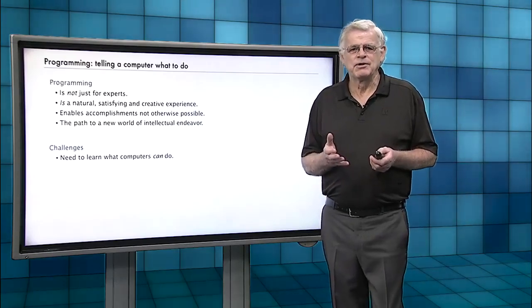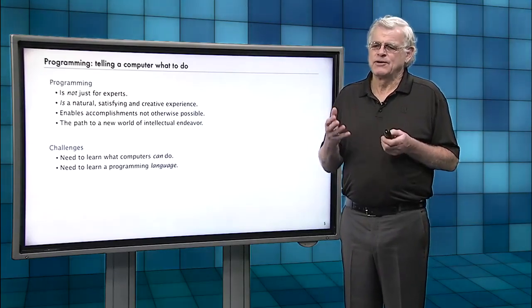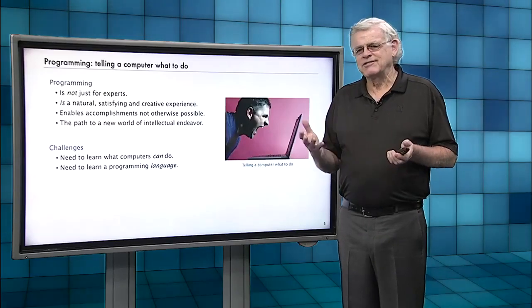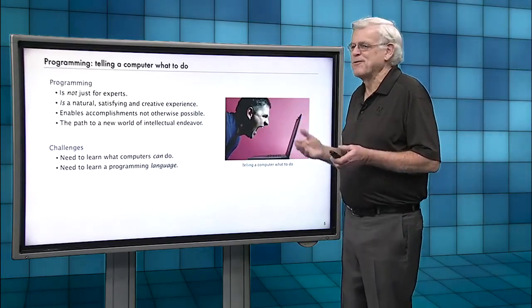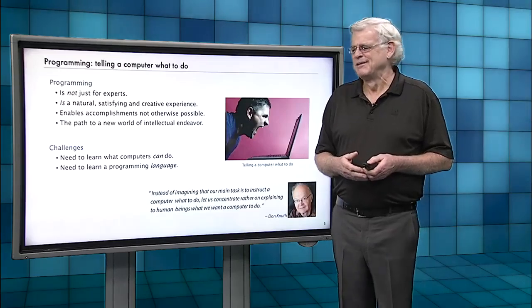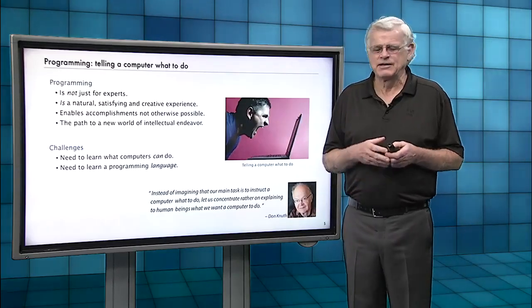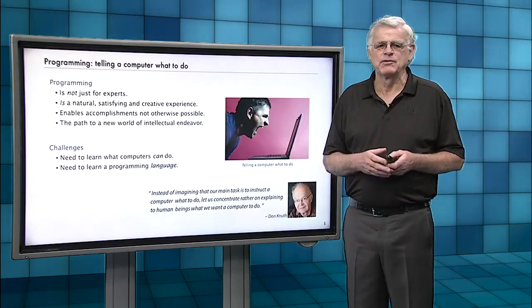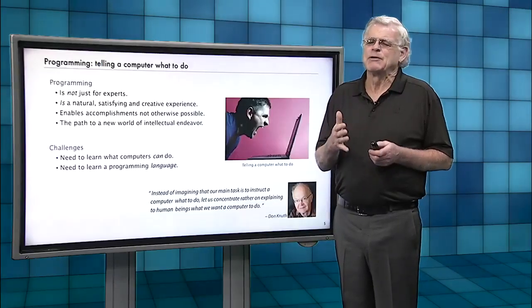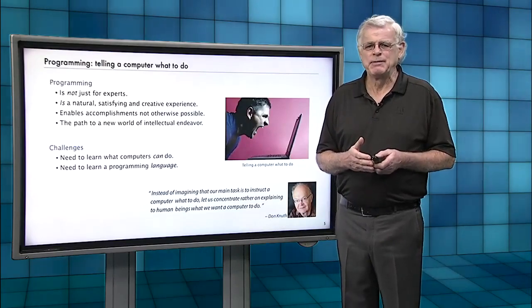You need to learn what computers can do. You need to learn a programming language, which is a way of communicating with the computer. It's not so easy sometimes to tell a computer what to do, and we often find ourselves in this kind of situation. But I think a more positive way to look at it is a quote from Don Knuth, a leading computer scientist: Instead of imagining that our main task is to instruct a computer what to do, what we should do is concentrate on explaining to a human what we want a computer to do. I think he's talking about really what an ideal programming language would be like.